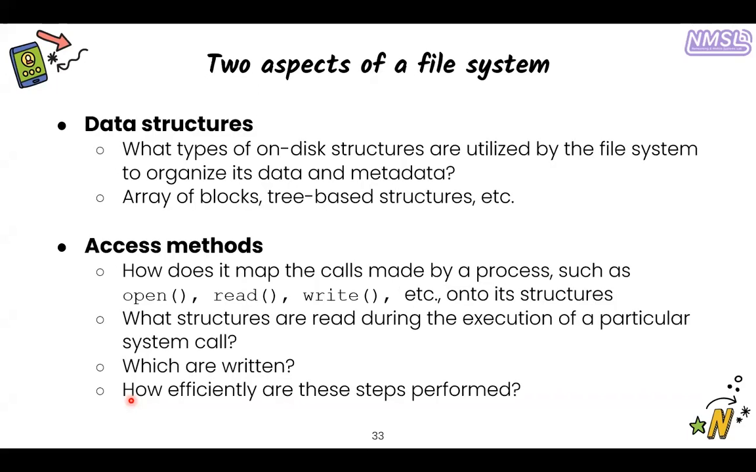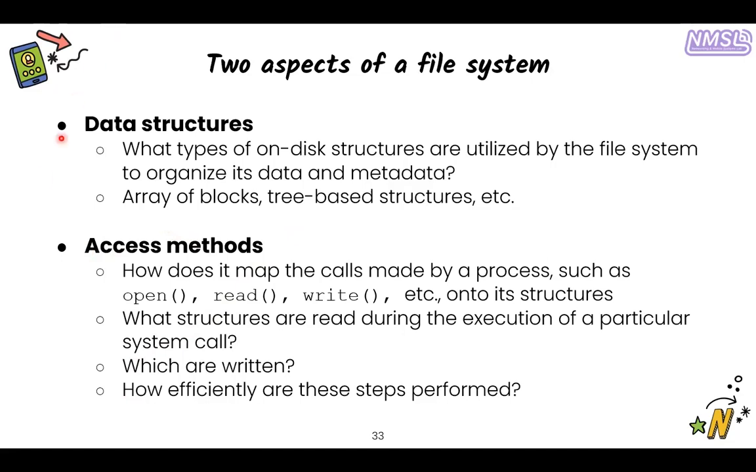So two key parts in understanding a file system are, first of all, the data structure. So what types of on-disk structures are utilized by the file system to organize this data and metadata? And typically these are arrays of blocks, but in more complicated, advanced file systems, they would typically use tree-based structures. Now, for our purposes, we're just going to use an array of blocks.